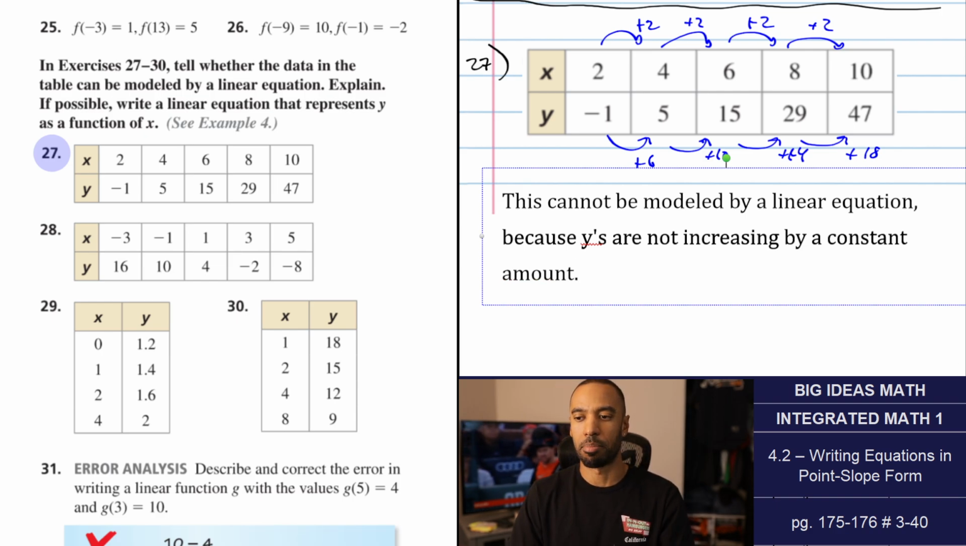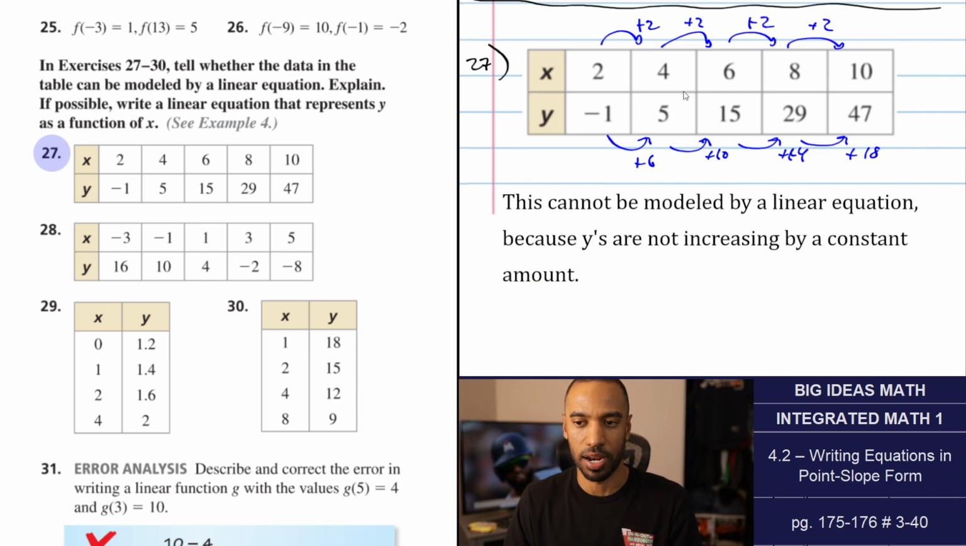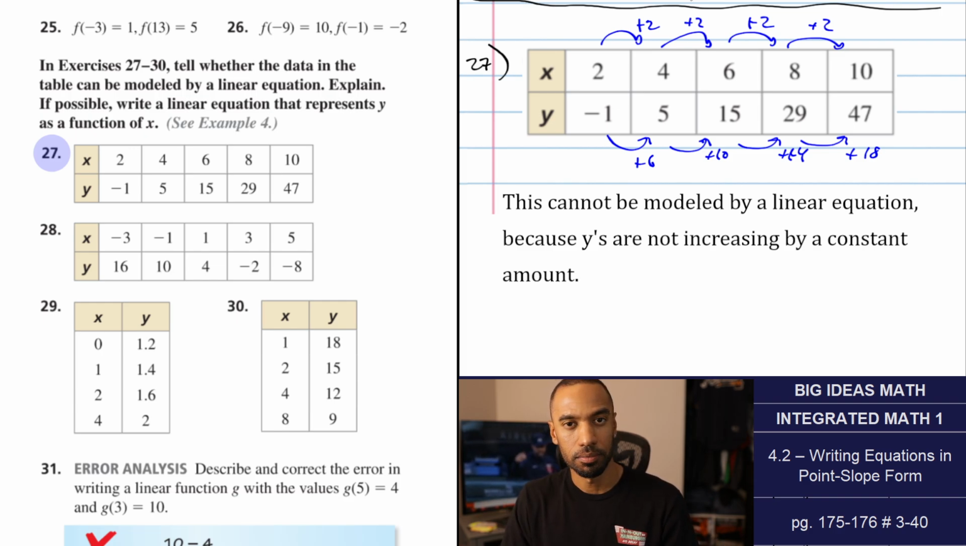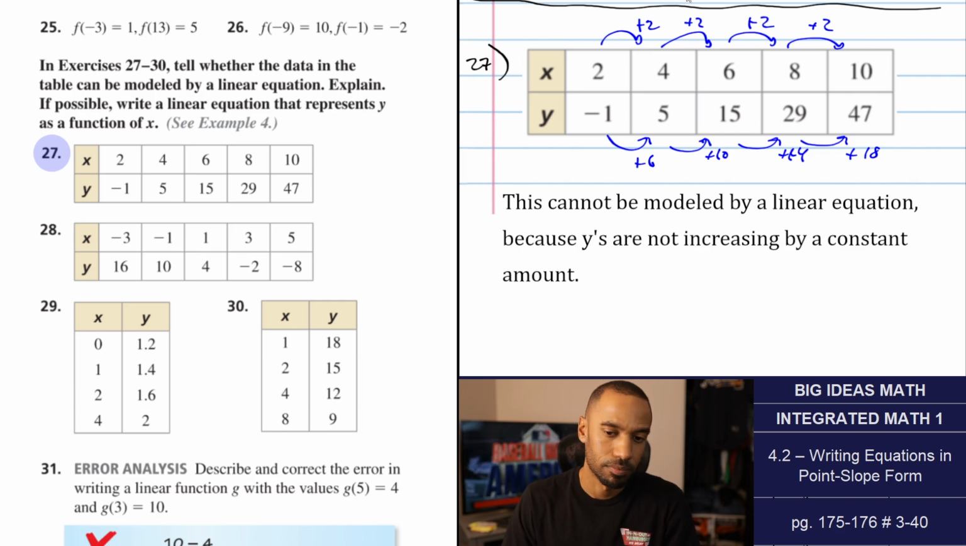Next time they say explain, I probably won't explain. I'll just show you the numbers that I got. We're not going to write a linear equation here because it's not constant, right?